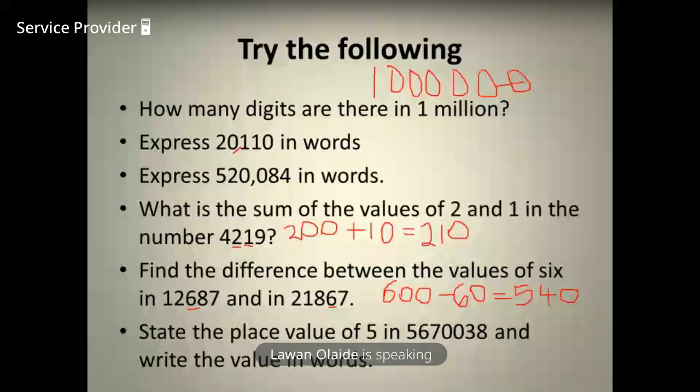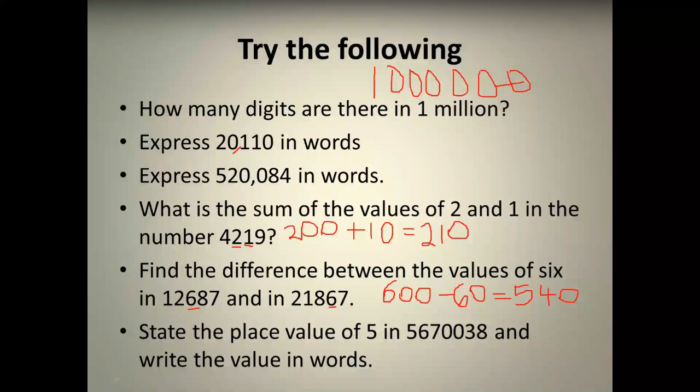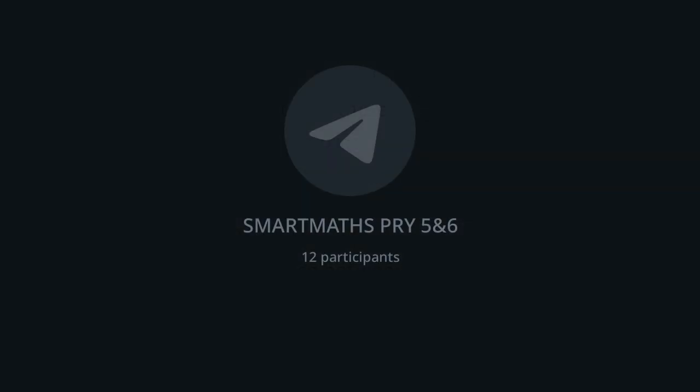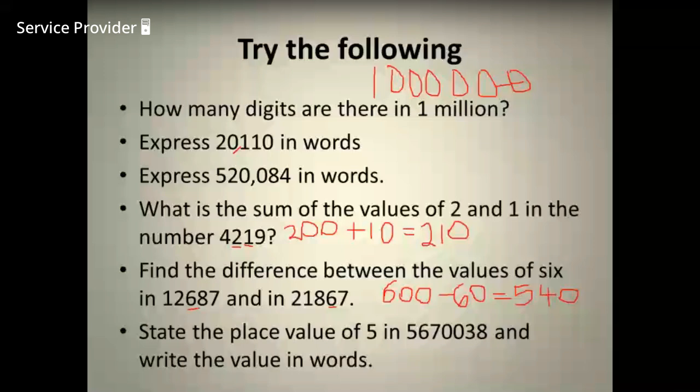Yes, sir. Very good. Let me go to Ibrahim Olariwaju. Let's hear from you. Unmute yourself, please. The next question says, state the place value of 5 in 5670038. I choose not to put a comma. I've already explained how to put a comma to you. So Ibrahim Olariwaju and Nadira, the challenge is between the two of you. What is the place value of 5?